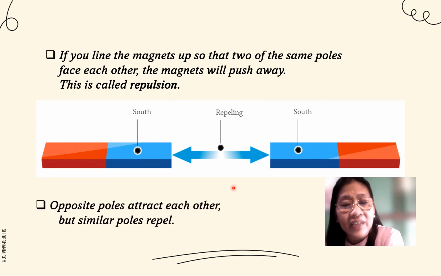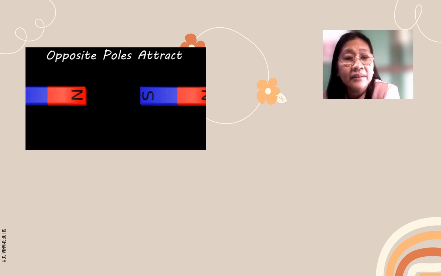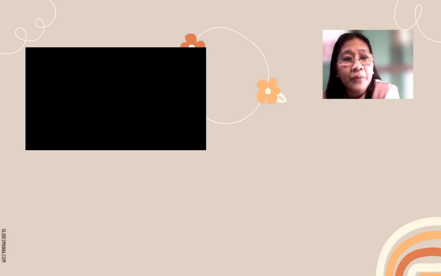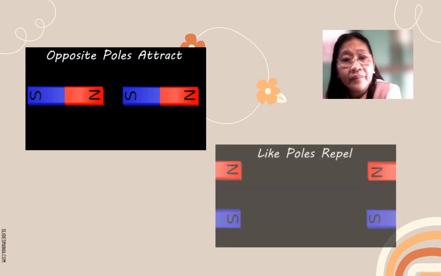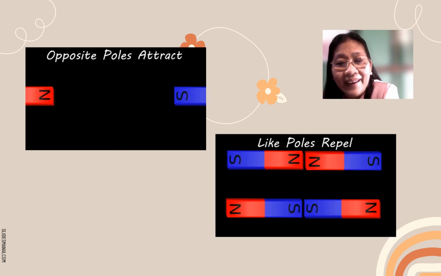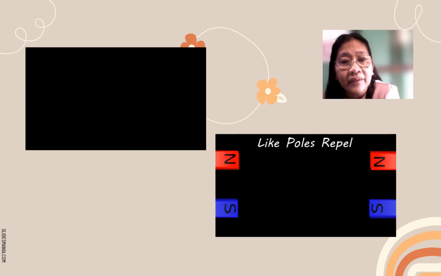Opposite poles attract each other. So when two magnets are lined up on opposite poles, they will attract each other. But when they are lined up with similar poles facing, they repel. Look at the video clip. Opposite poles attract. They come together. But like poles repel. They push away or move away from each other.